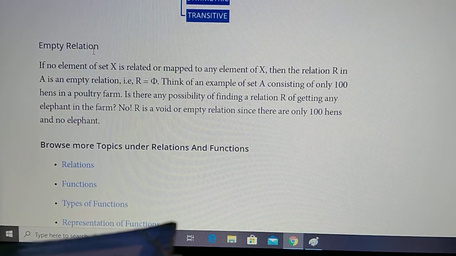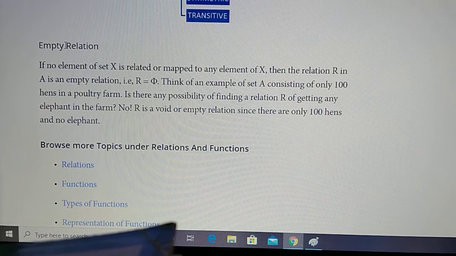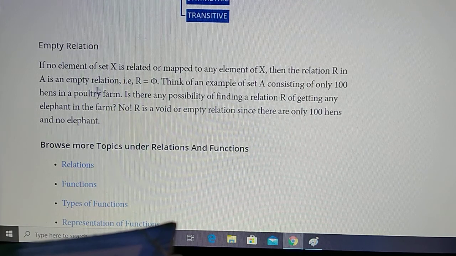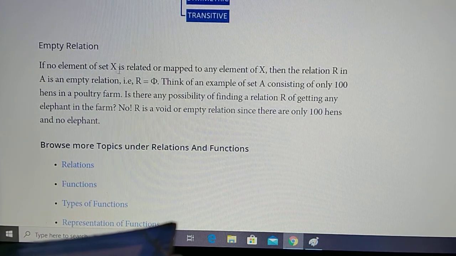So look, empty relation, the word itself says if a particular set does not have any function or is not exactly related, which is known as an empty relation. Like we have given, we can read the definition. If no element of A is related to any element of A, then a relation in A is an empty relation. So this is particularly denoted with R is equal to φ.